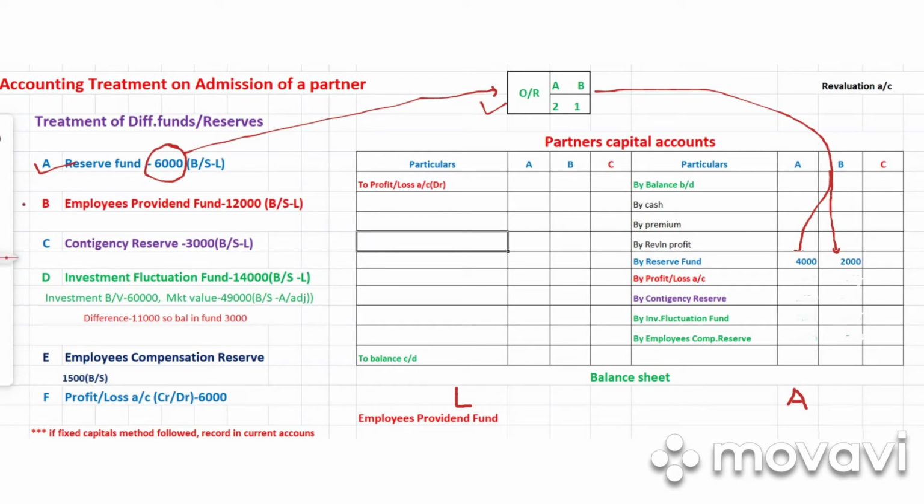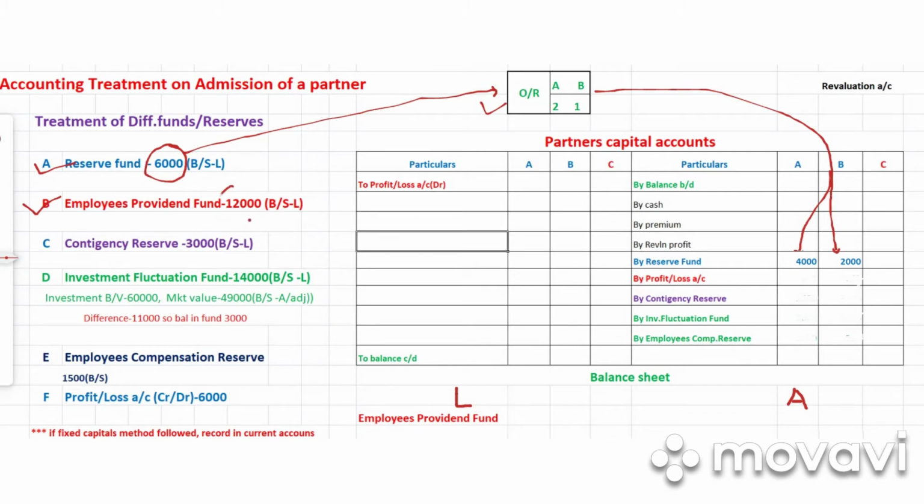Now the second item is employees provident fund. This is another item which will be there in most balance sheets. And what is this employees provident fund? This is a fund created purely for the benefit of the employees, for the staff. When they retire, when they leave the organization, they will be getting this EPF. It is for their benefit. It is the staff's or employees' money. Only they have an entitlement. Partners will not be getting any share of this EPF. This item also will come on the liability side. It's a fund liability. It will be there in the balance sheet liability side.